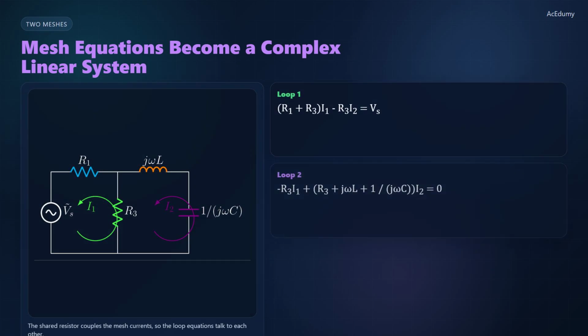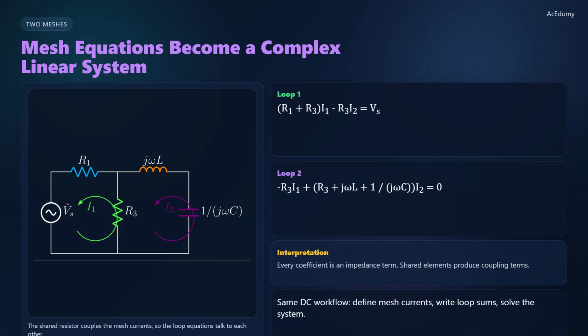Mesh analysis also survives intact. Define mesh currents I1 and I2 exactly as before, then write AC KVL around each loop using impedances. The shared resistor couples the two equations, so the result becomes a small complex linear system. You solve it the same way you would in DC, just with complex arithmetic.